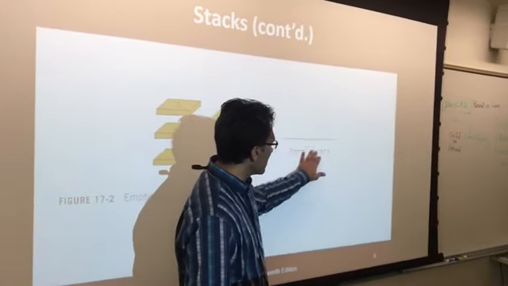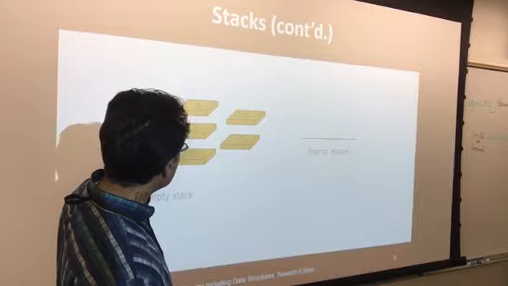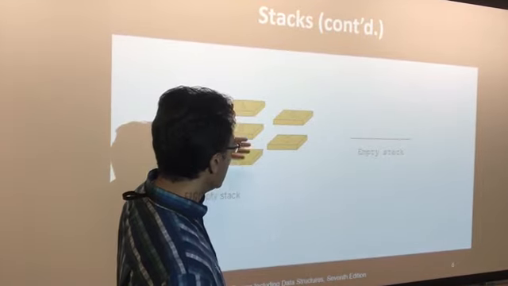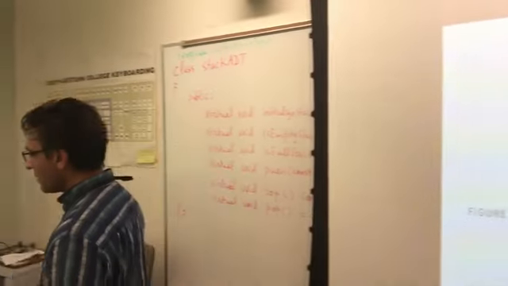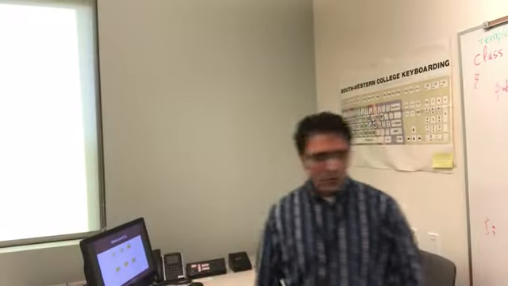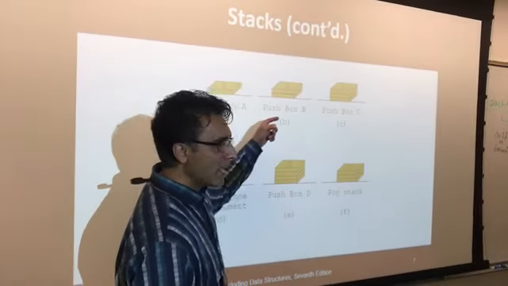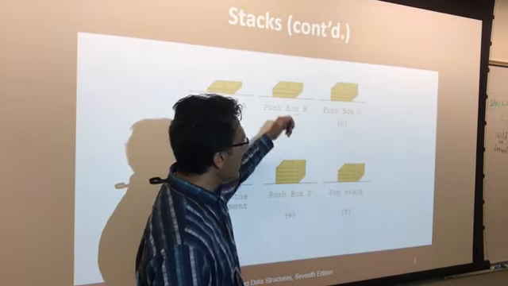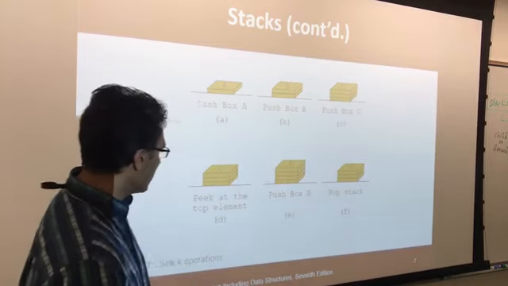Here's my empty stack. I do not have anything in this empty stack. Assuming we have some pieces of data, we have A, B, C, D. These are the pieces of data. How do I stack them? How do I add them to my stack? I can push box A, and then I can push box B on top of box A. I can push box C on top of box B.